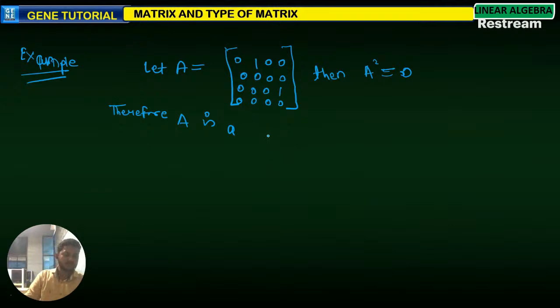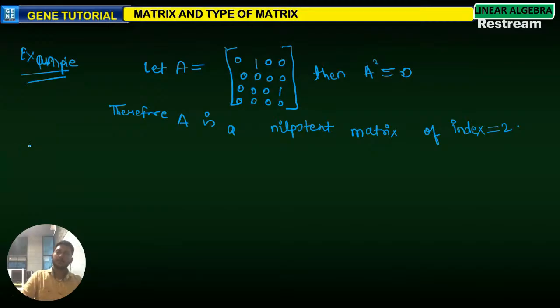Therefore, A is nilpotent. Here is the example for this. So A is a nilpotent matrix of index equal to 2. Okay, and take one more example for this.